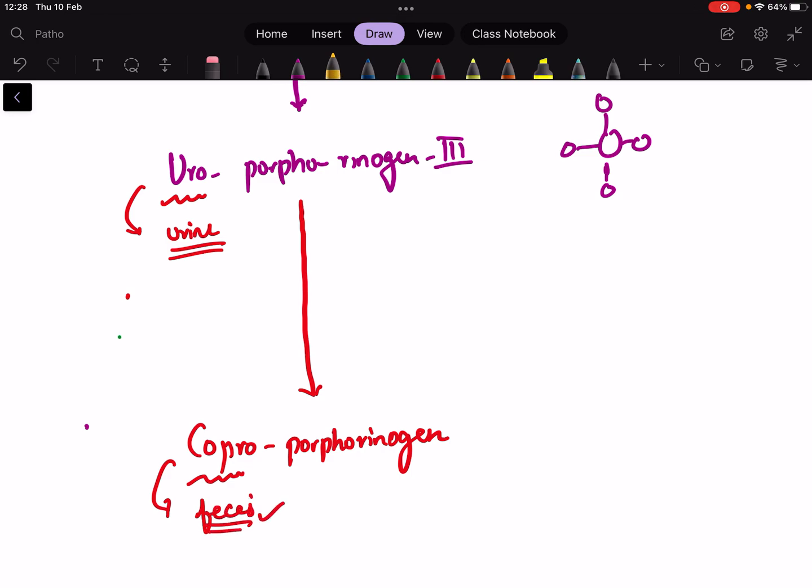Now during this process, carbon dioxide is going to get kicked out from uroporphyrinogen 3. So there is a decarboxylation. The enzyme here is a decarboxylase. To be more specific, the enzyme is uroporphyrinogen decarboxylase, which will convert the uroporphyrinogen 3 into coproporphyrinogen 3.